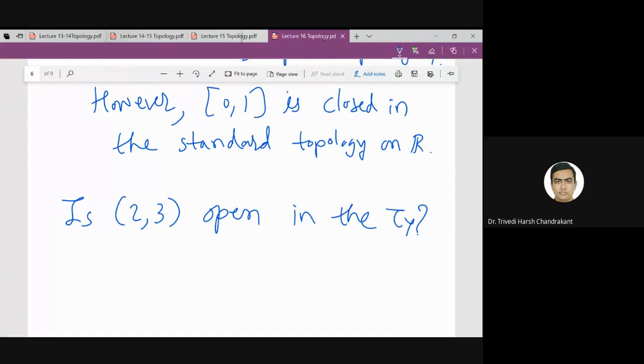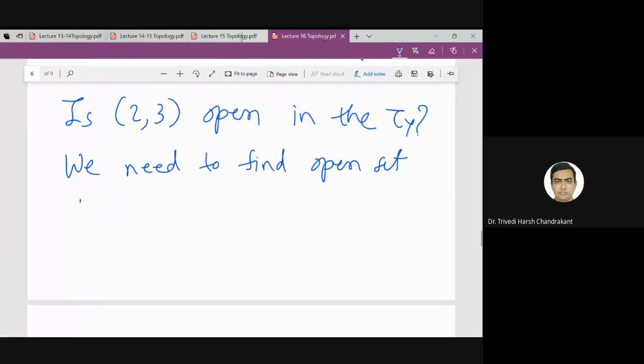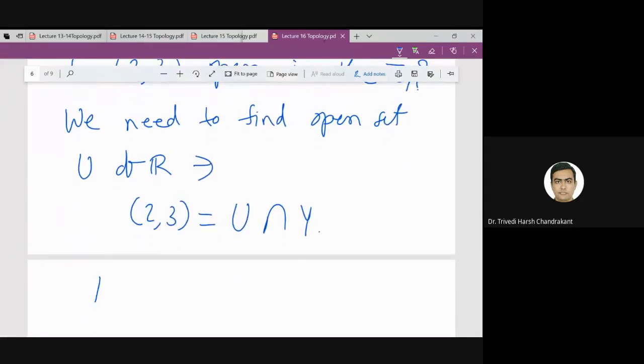What we need to show is that we need to find an open set U of R such that the open interval 2 3 is U intersection Y. So here what will we take U to be?